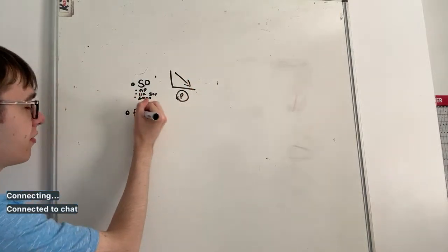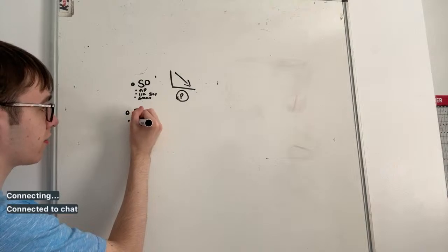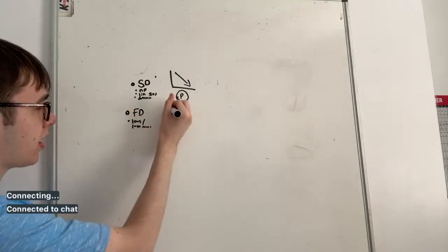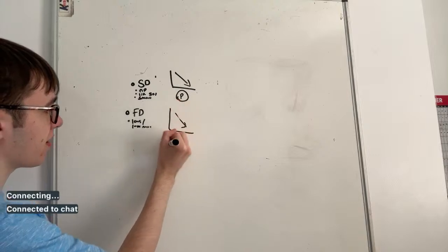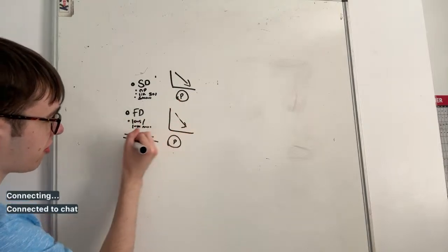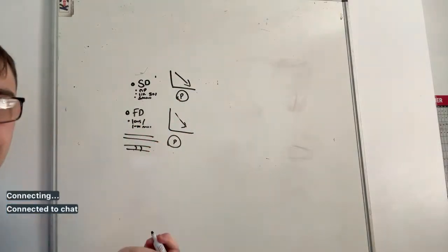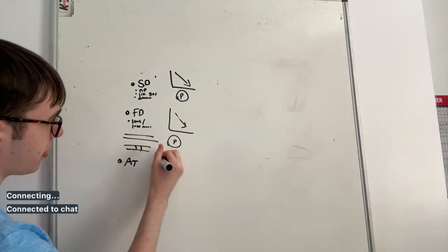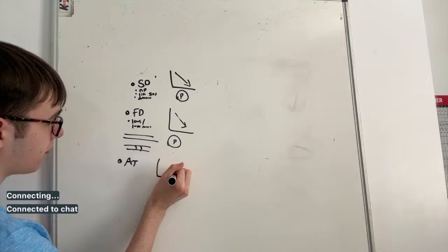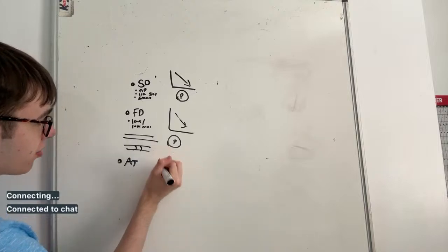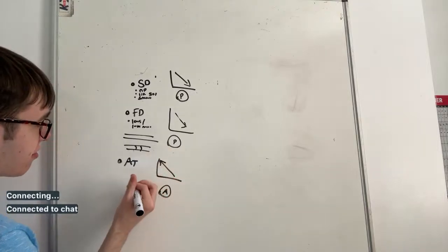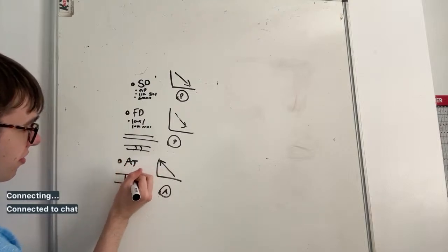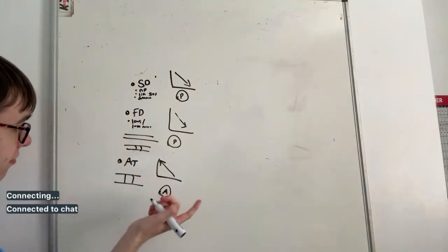You've got facilitated diffusion, which is for ions and large molecules moving down a concentration gradient. It's passive, but it requires channel or carrier proteins. Then you've got active transport, which is movement of ions against a concentration gradient using ATP, via channel proteins and carrier proteins.